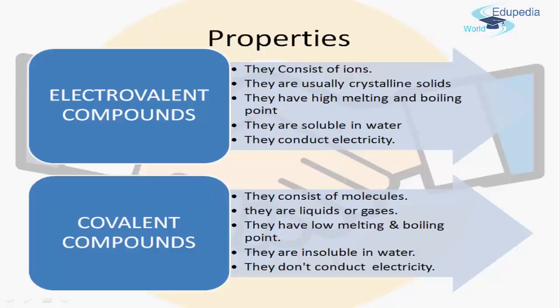Last, covalent compounds do not conduct electricity because they don't have any electrically charged ions, like glucose, cane sugar, urea, alcohol, carbon tetrachloride. They do not conduct electricity because they do not contain ions. So they cannot be electrolyzed to get back their constituent elements.